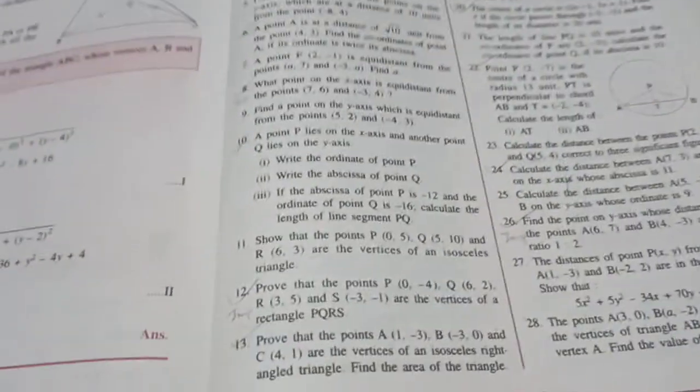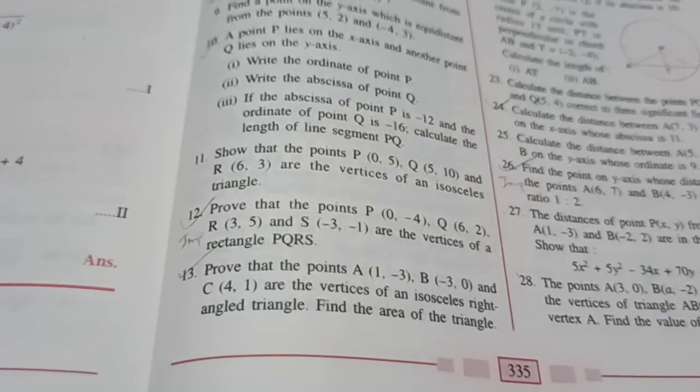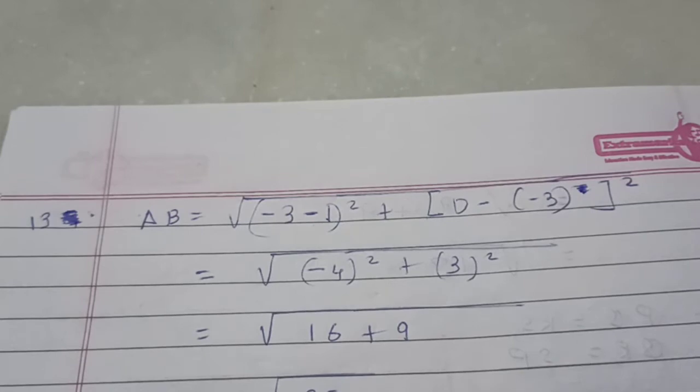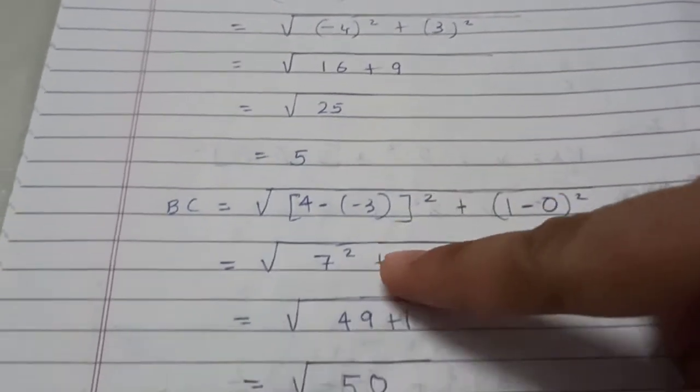Next, the 13th sum. Now here 3 points are given, and we have to prove it to be an isosceles right-angled triangle. Well, to prove a triangle isosceles, I just have to prove any two sides equal, and we can prove a triangle right-angled using the converse of Pythagoras. So let's do it. First, distance formula, find the value of AB. Be careful with the signs. I got 5. AB is 5, BC is root 50.